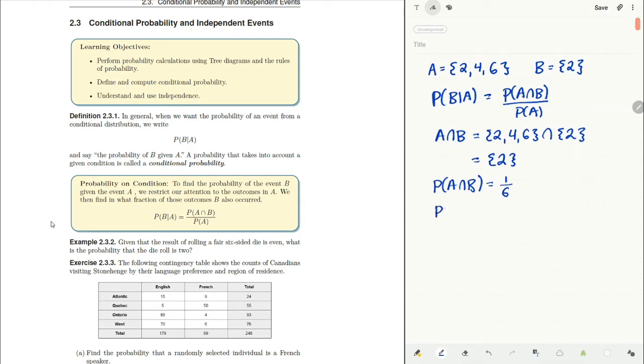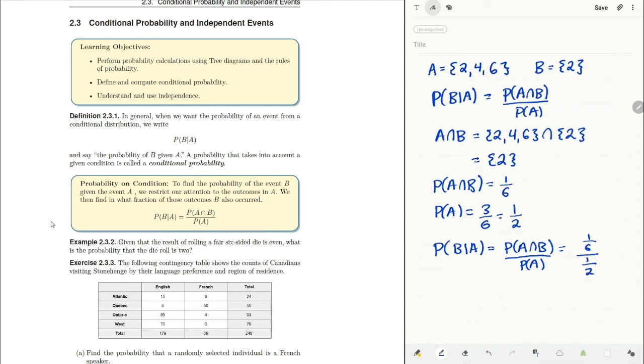Now we also need to determine the probability of A. So the probability of rolling an even number, well, there's 3 outcomes out of a total of 6, which can be reduced to 1 over 2. And so now we can calculate the probability of B given A. So the probability of A and B divided by the probability of A. This will give us 1 out of 6 divided by 1 out of 2.